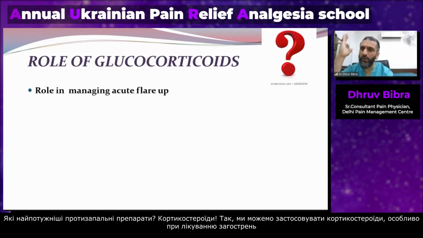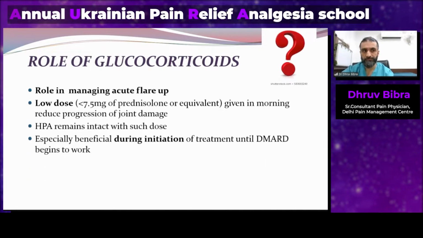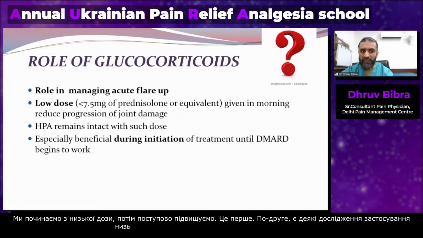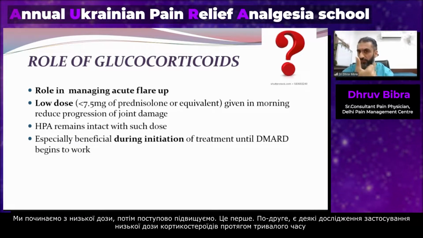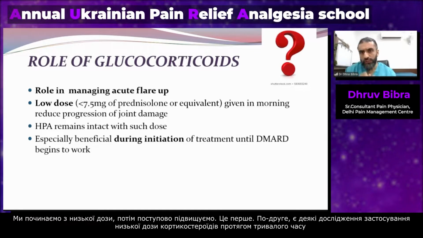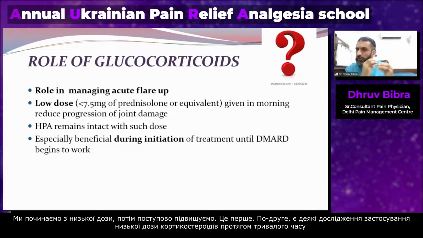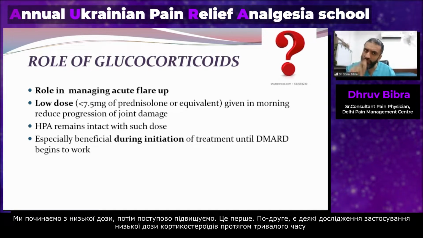There is a lot of pain, polyarthralgia, the patient is in pain. You give glucocorticoids. How do we do it? We start with a low dose and then we gradually increase it. That is one. The second thing is, there are also a few studies which have come up where we are giving low dose corticosteroids for a very long time just to prevent the deformities.